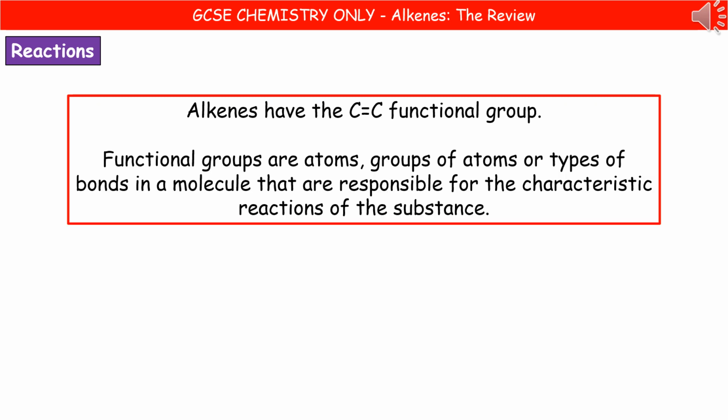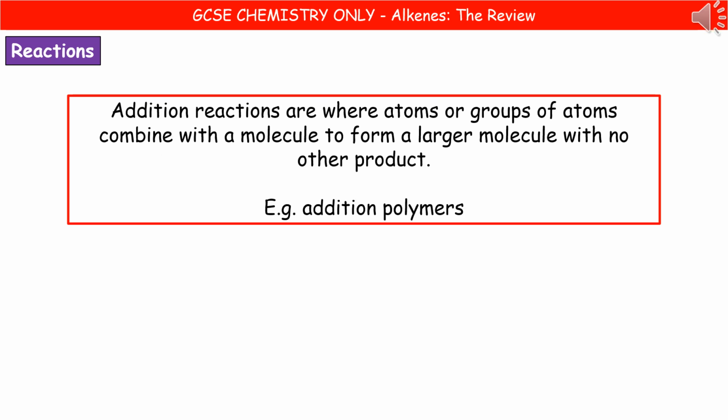The alkenes have something called a functional group, which is an atom, a group of atoms or types of bond in a molecule that are responsible for the characteristic reactions of that substance. In the case of alkenes, it's the carbon double bond carbon functional group. So if they ever ask you what's the functional group in alkenes, then all you need to do is write carbon double bond carbon, just like I have at the top there.